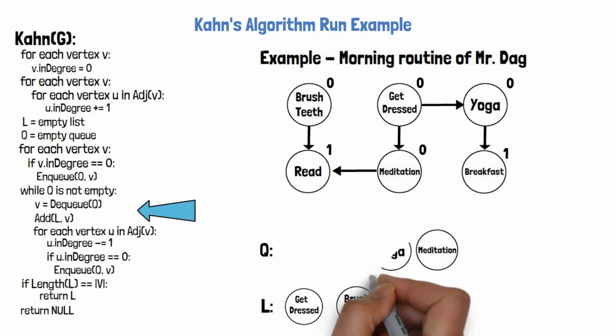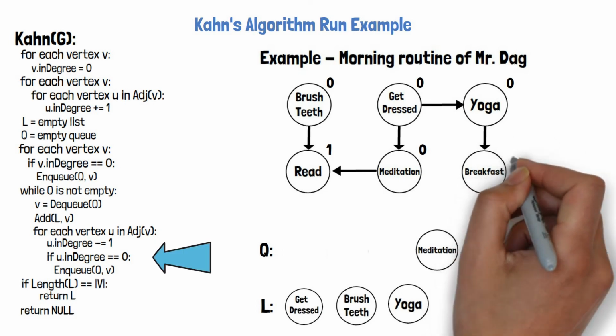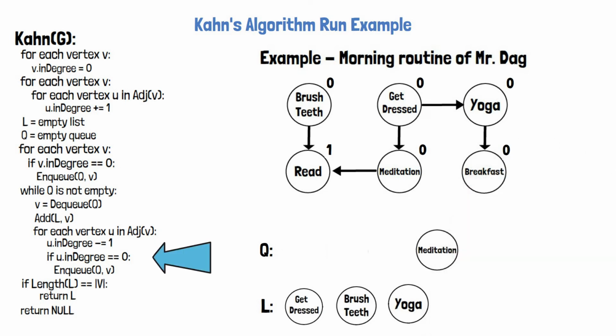We now dequeue yoga and add it to the topological sort. Yoga has only one neighbor, which is breakfast, so we decrease its in degree. And since it becomes 0, we also add breakfast to the Q. We continue to another iteration of the while loop.